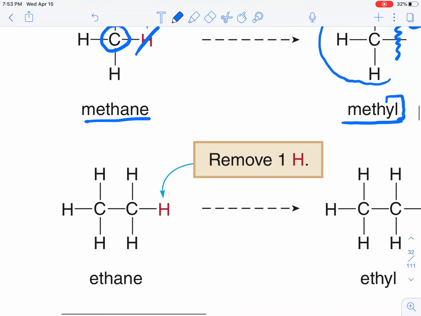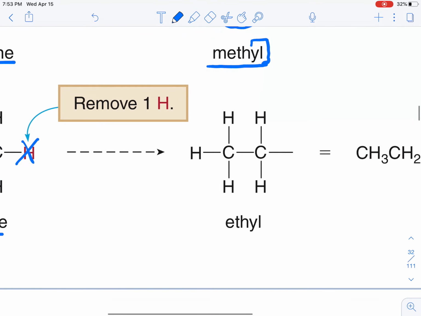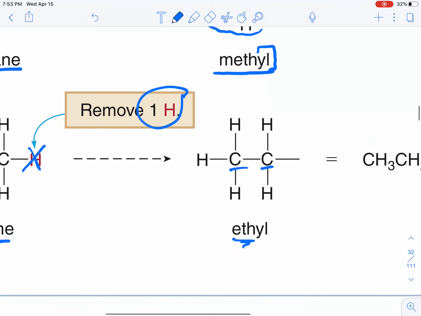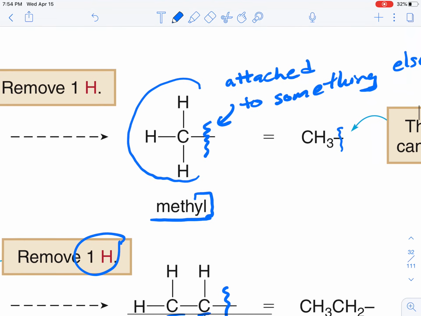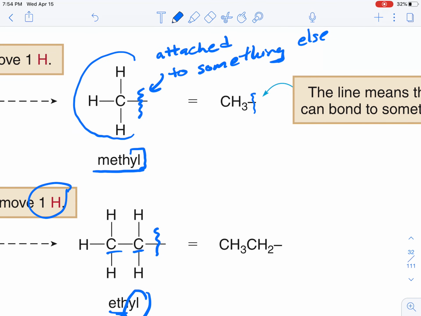Now, if you have ethane, it's a 2-carbon organic compound, and if you remove one of its hydrogens, you still get a 2-carbon compound. That's why we keep eth. But since it lost one of its hydrogens so it can act as a substituent, we're going to attach the ending YL. So this is known as ethyl. And once again, I'm going to put that squiggly line to represent that this organic compound is attached to something else. It's attached to a parent chain. Okay?